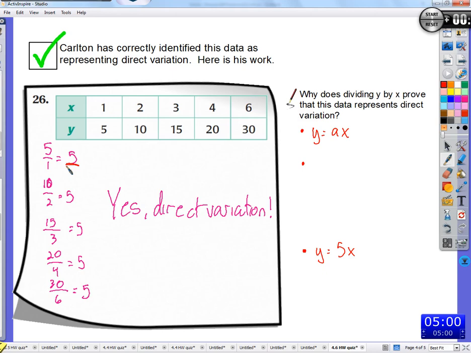Does he just decide out of the blue to take y divided by x, and that just must prove that it's direct variation? What kind of logic, what step could you take from here to there, to taking y and dividing by x and saying, well, that'll give me a? You can take a look at this equation. Could you find a in this equation? Could you solve for a?